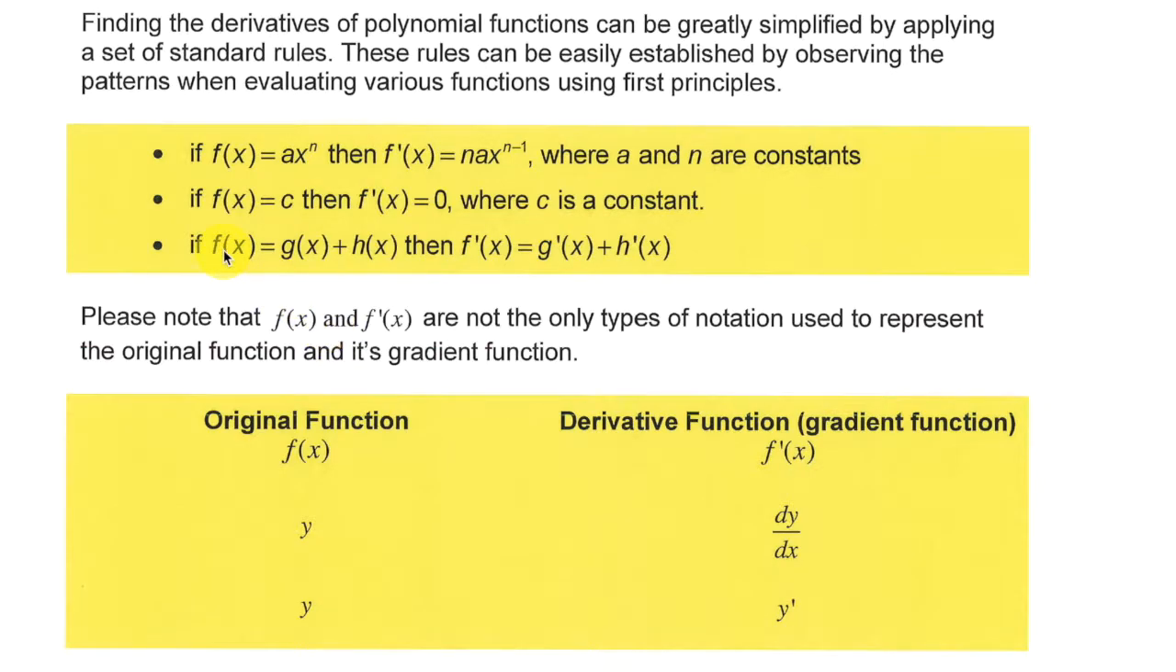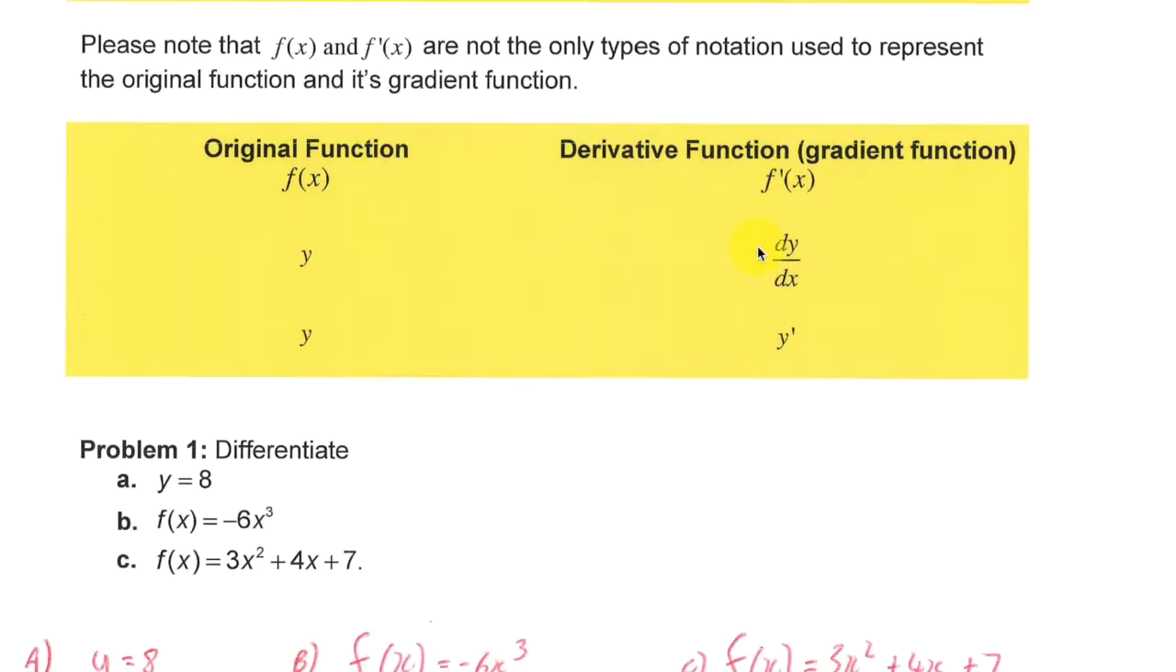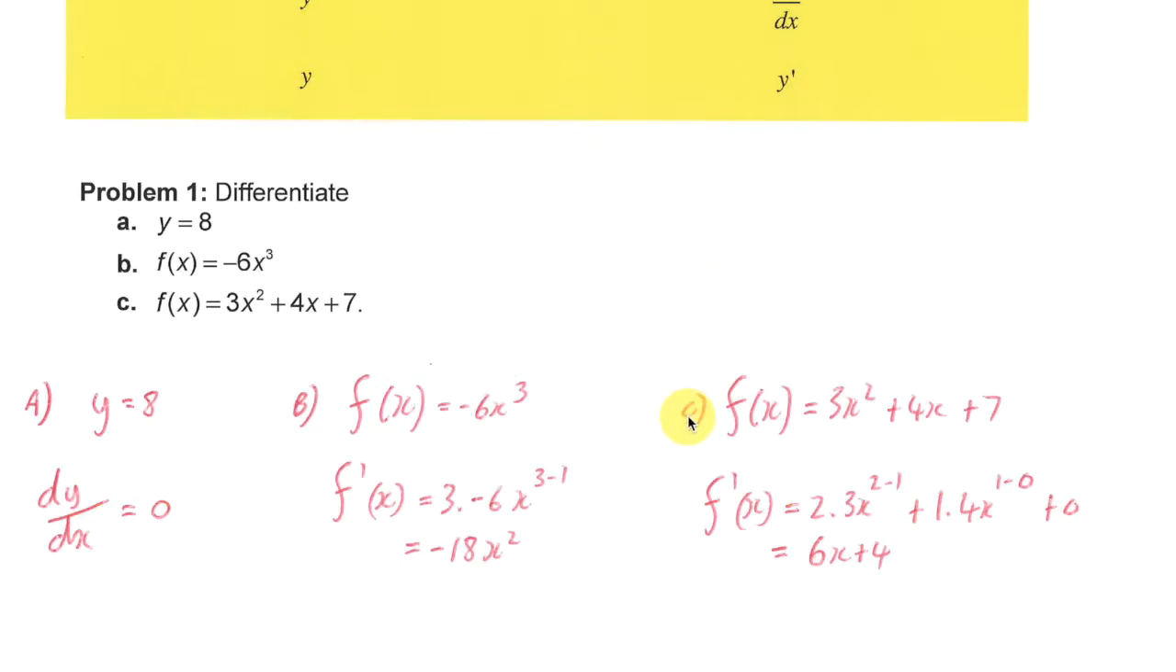Also what we see here is if we have f of x equaling an expression with various terms, then to work out its derivative, we just take the derivative of each term. And we can see that in example C here. So f of x is equal to 3x squared plus 4x plus 7. So f prime of x is going to equal the derivative of that term plus the derivative of this term plus the derivative of that term.